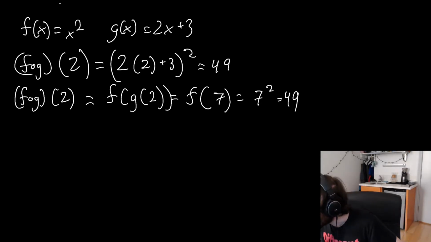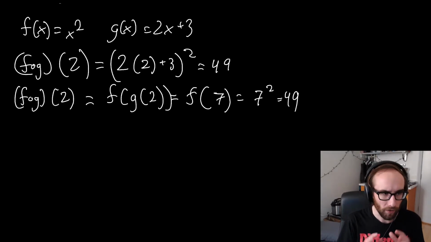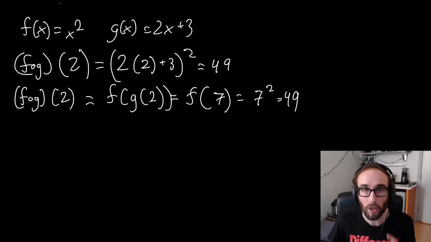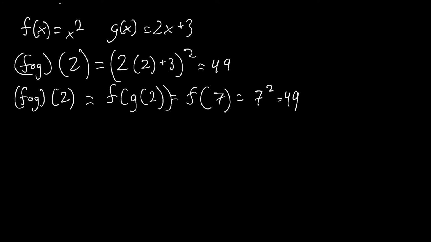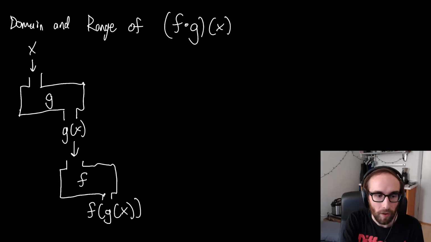Okay, so next up, we'll take a look at the domain and range. This is the last part of composite functions, and it can be a little confusing, but we're going to break it up and go over it piece by piece. Okay, so I want to start by taking a look at function machines.